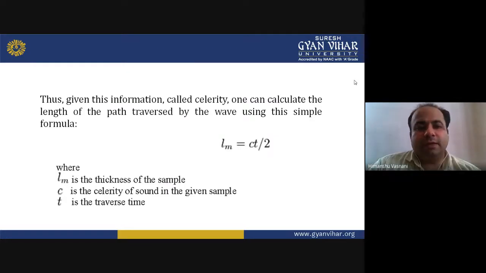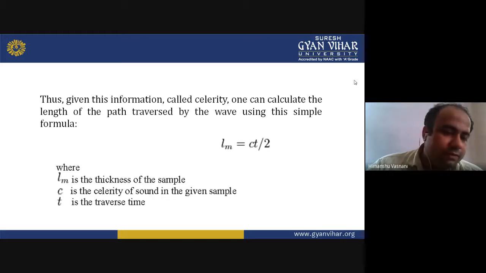Given this information called celerity, one can calculate the length of the path traversed by the wave with a simple formula, that is Tm = Ct/2, where Tm is the thickness of the sample, C is the celerity of sound in the given sample, and t is the transverse time. So in this way, you find out information regarding the sample.